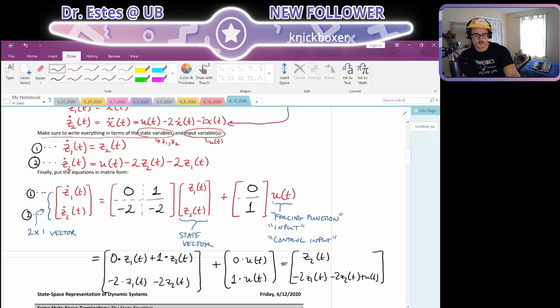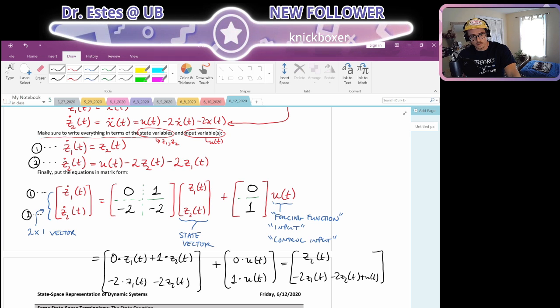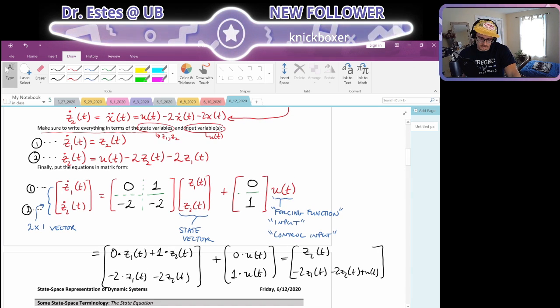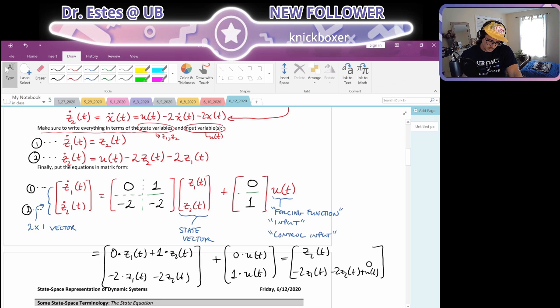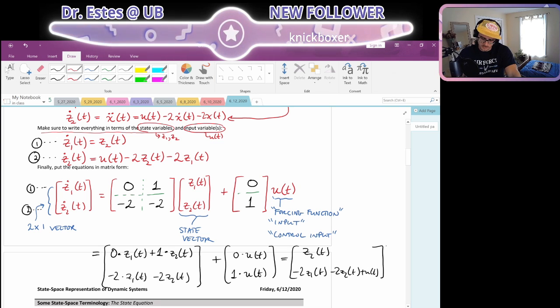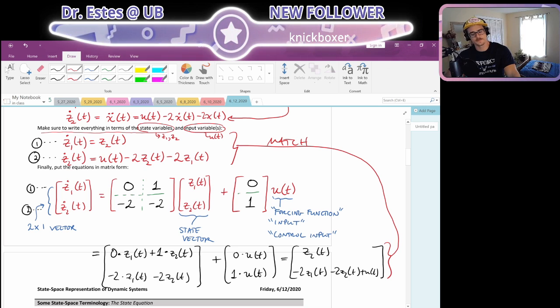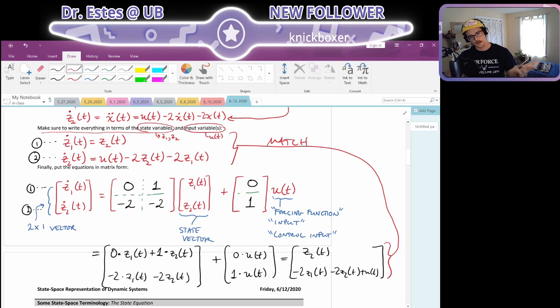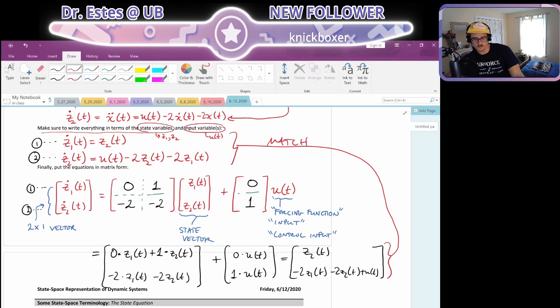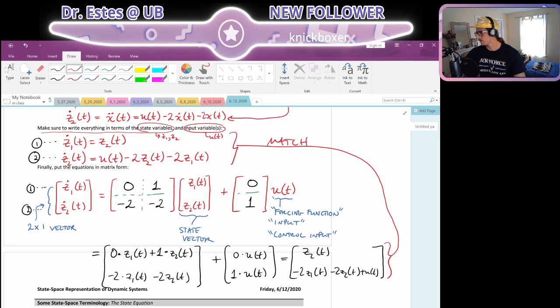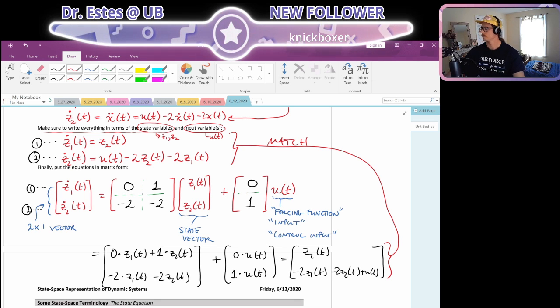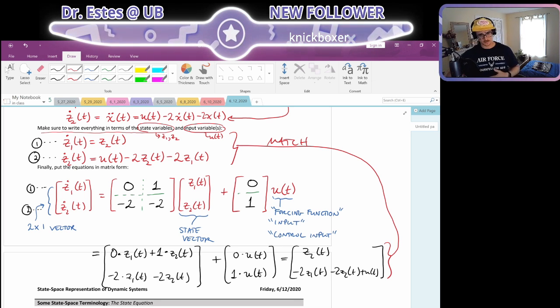I'm sure you guys have done matrix multiplication before, but I just wanted to go through it if you hadn't done that in a while. But notice when I multiply out these matrices, I get these two equations, and these equations match the original equations. So writing the equations in this matrix form is equivalent. It's just a different way of organizing the results. Any questions about that?